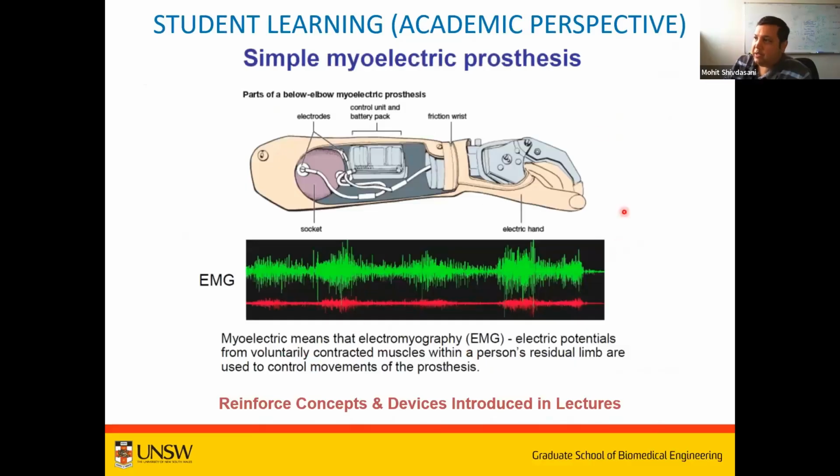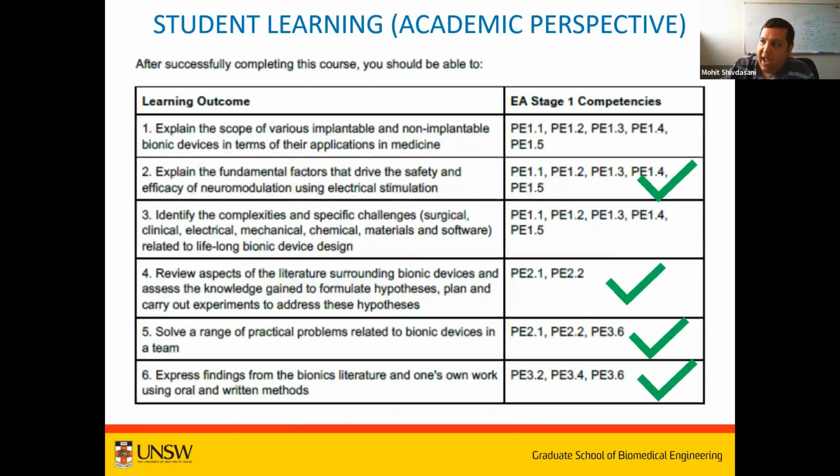So from an academic perspective, the learning hopefully is that students get to reinforce the concepts and devices that they are introduced to in lectures. As I mentioned earlier, one of the devices they learn about is this myoelectric prosthesis that uses similar electrodes placed on muscles and records EMG activity to control an electric hand. So that's what they learn about in the lecture. And then hopefully in the lab, what they're seeing is a reinforcement of that concept that you can use a physiological signal like EMG to control something. So these are the things that, from an academic perspective, we think students will learn.